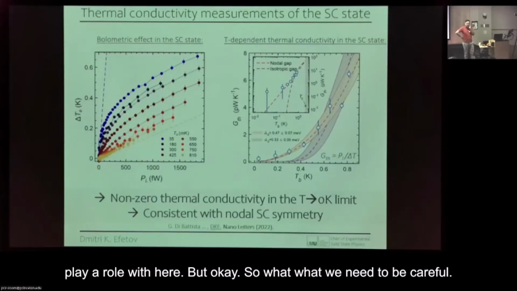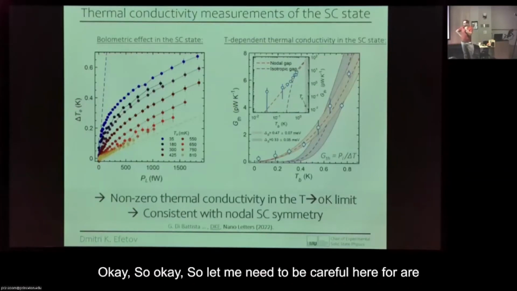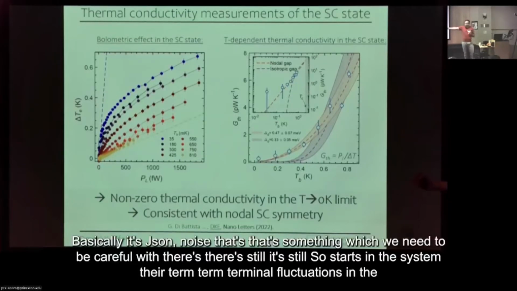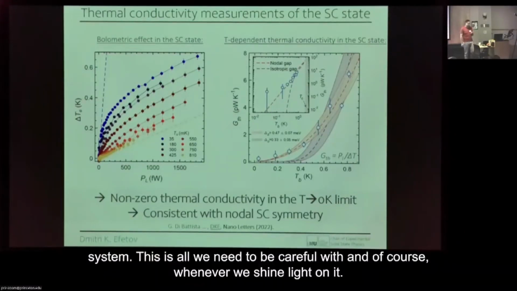But okay, so what we need to be careful about here is basically Johnson noise. That's something which we need to be careful with. There's Johnson noise in the system. There are thermal fluctuations in the system. This is all we need to be careful with.